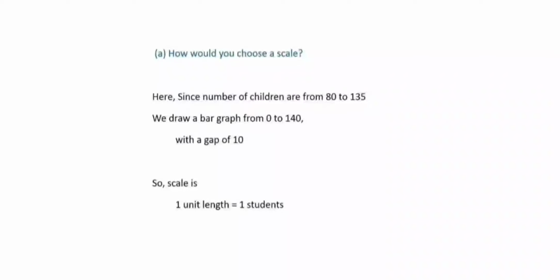First bit is, how would you choose a scale? Since number of children are from 80 to 135, we draw a bar graph from 0 to 140, with a gap of 10, so 1 unit length equal to 10 students.